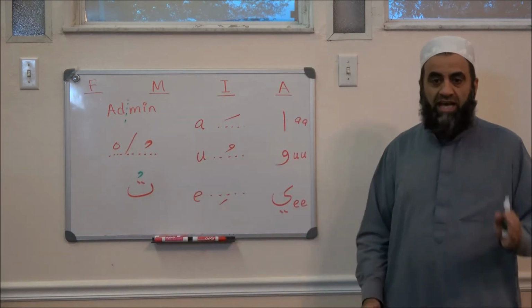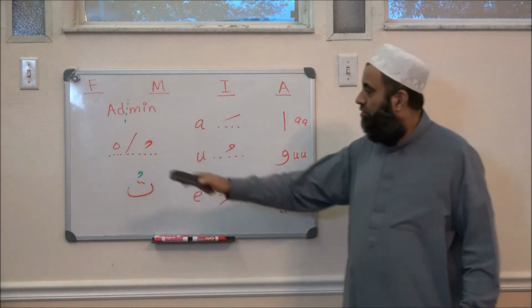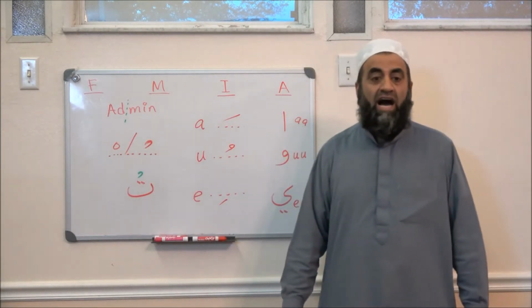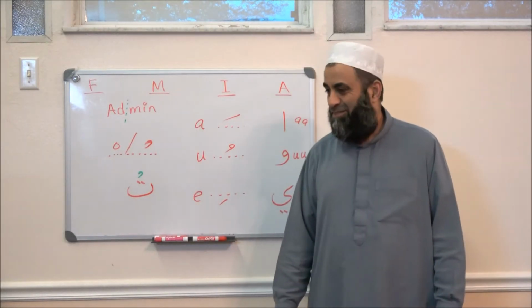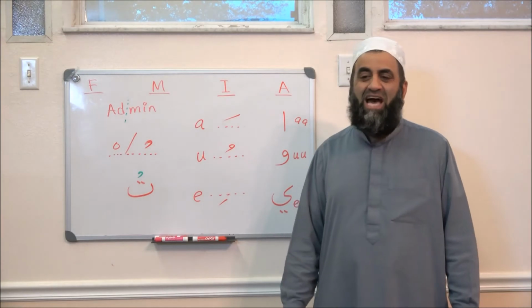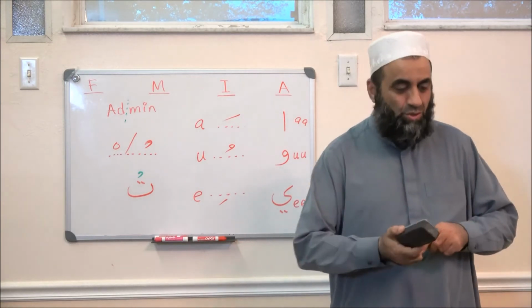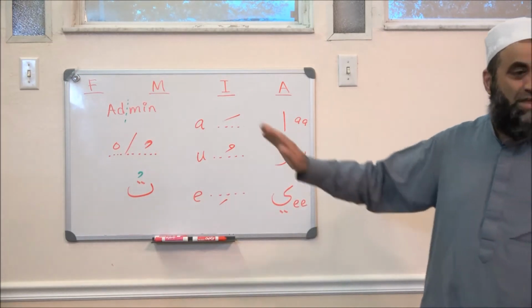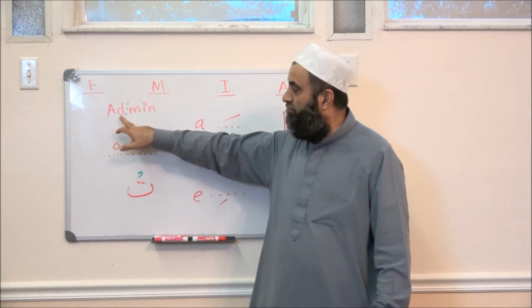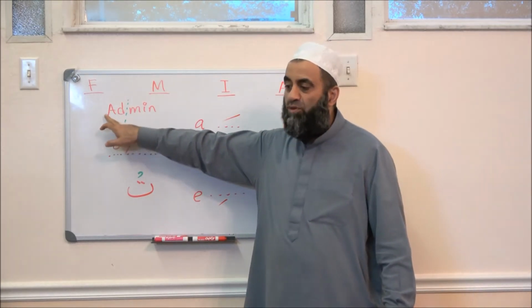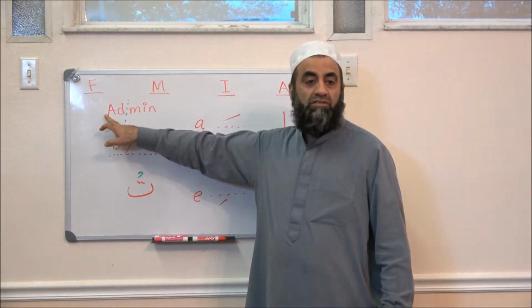In English, we say admin. Why didn't I say ad-min? Because the D does not have a vowel attached to it. So what do I do in English? That letter D that doesn't have a vowel attached to it, I have to pronounce it with the previous syllable.